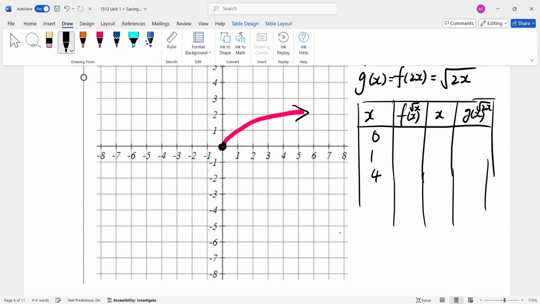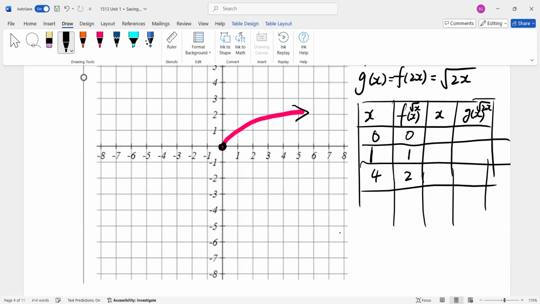How about just those 3 points? Let's see what happened. So when x is 0, root x is 0. When x is 1, root x is 1. When x is 4, root x is 2, right?